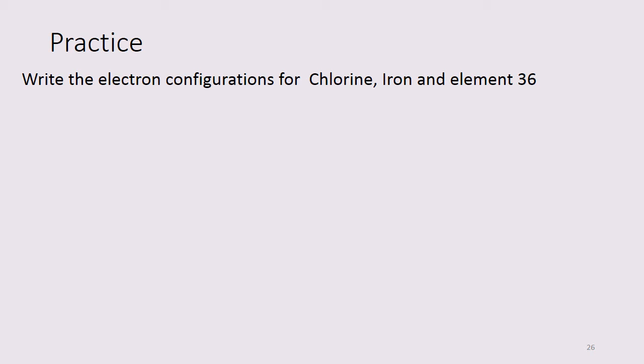All right, let's write the electron configuration for chlorine, iron, and element 36. So first of all, chlorine has 17 electrons.